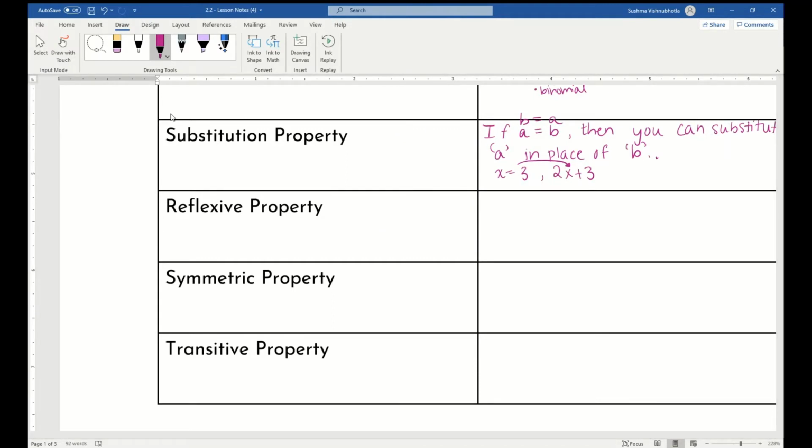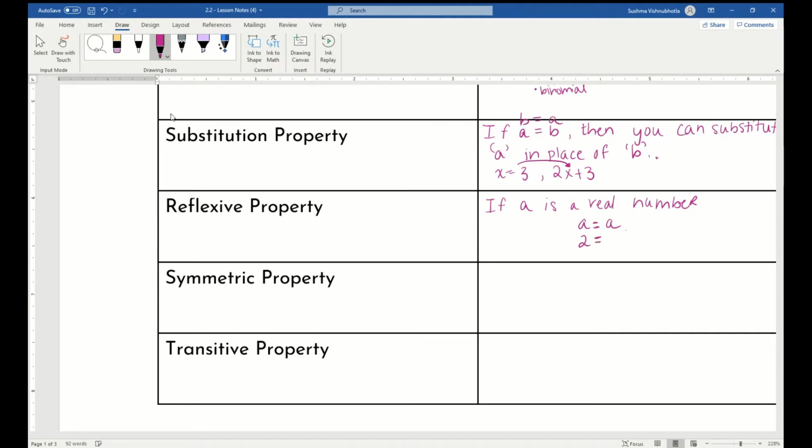So the reflexive property says if A is a real number, so by real number, I mean whole numbers, irrational numbers, rational numbers, decimals that go on forever, repeating decimals, all of those are considered real numbers. So if A is a real number, then A is equal to itself. This is sort of a weird property, and we'll honestly see this in our triangles unit more than now. But any quantity is equal to itself. That is the reflexive property.